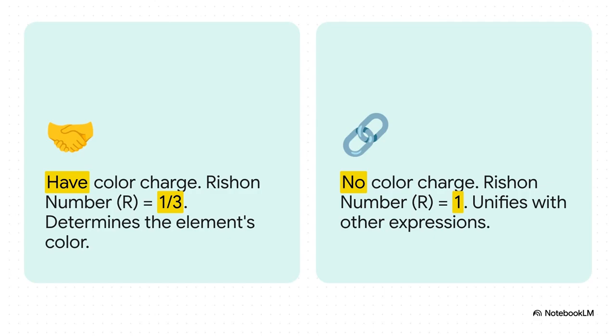Just look at how everything has been inverted. Now, it's the paired images that are the active ones. They're the ones carrying the color charge and the Rishon number. They define what the element is. And that unpaired image that used to be so important, now it has no color. Its job has totally changed. The roles have completely flipped.